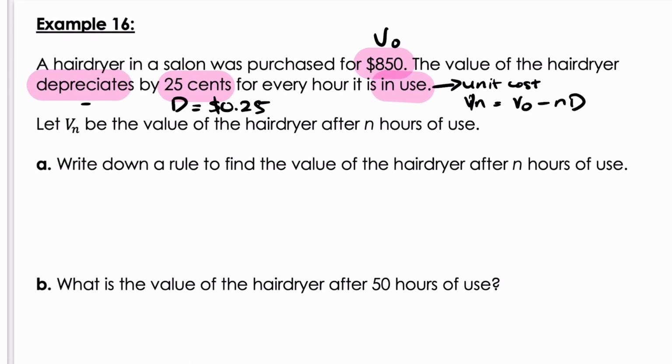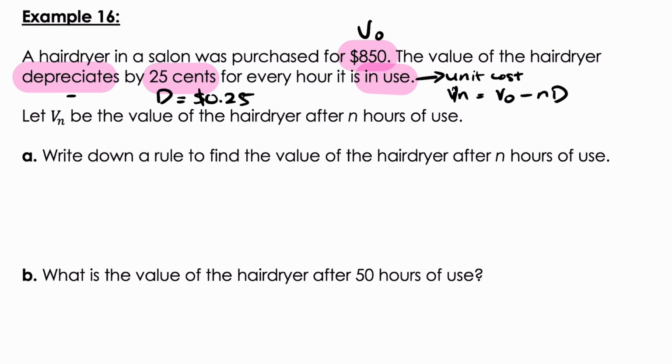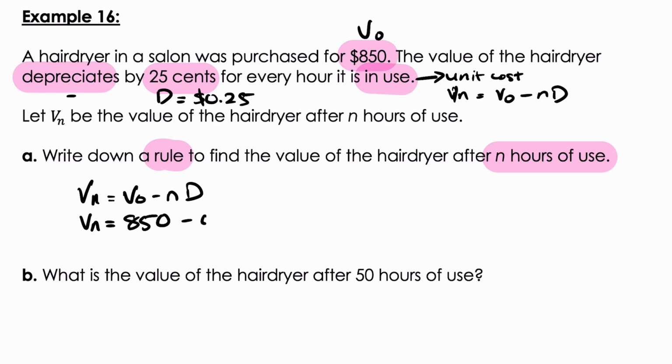All right, so that's the key information highlighted and annotated. Let's go ahead and answer the question. It says, write down a rule to find the value after n hours of use. So n represents how much it's being used. So Vn is equal to V0 minus nD. Vn is equal to 850 minus 0.25n.